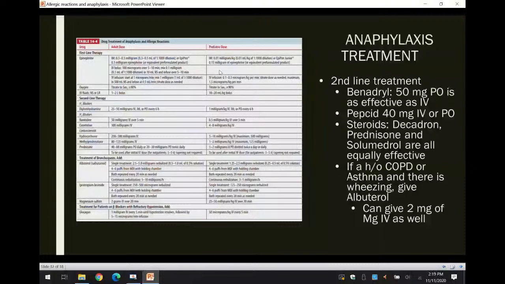And then the second line treatments, we talked about the Benadryl and steroids, and if somebody has a history of COPD or asthma, or if they just have any sort of wheezing at all, giving them albuterol or doing breathing treatments can be beneficial for them. If they're still refractory wheezing after receiving a Duoneb or albuterol breathing treatment, then you can give them 2 milligrams of magnesium as well, and it'd be a bronchodilator and smooth muscle relaxant to help them out.